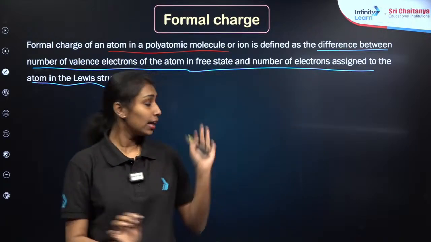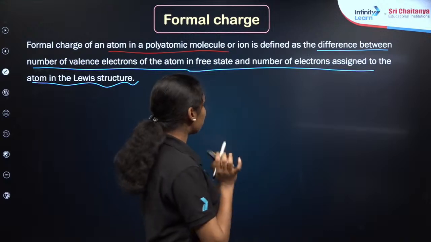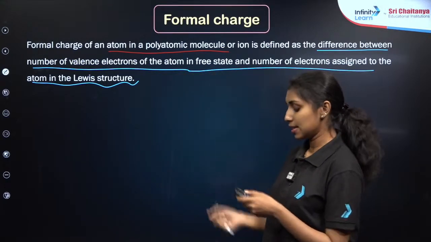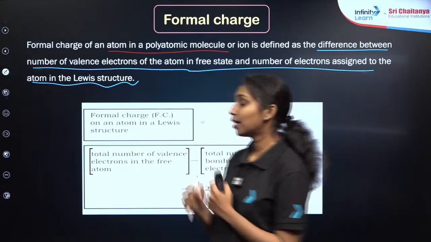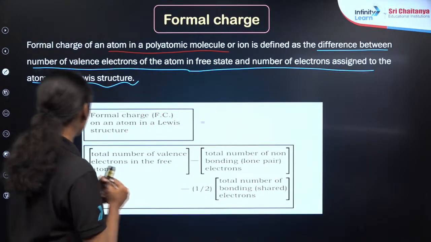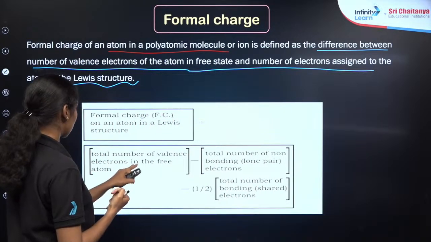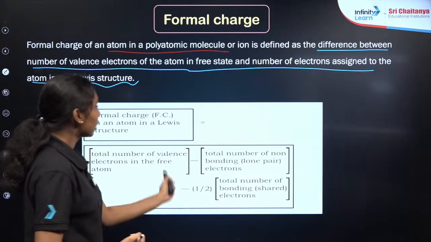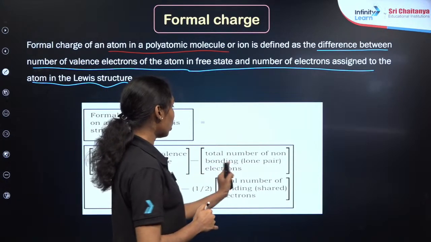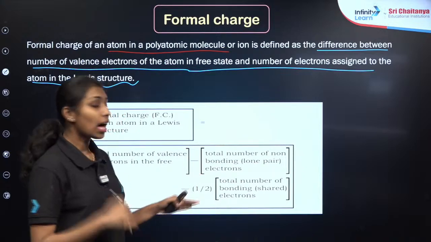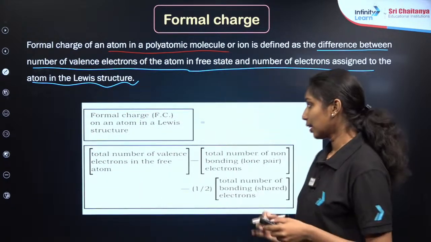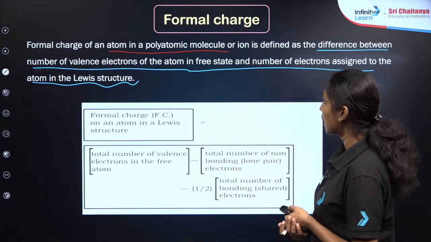Okay, no need to worry. There is no need for any explanation of the definition of the formal charge. There is a simple formula to calculate it. Formal charge on an atom in a Lewis structure is equal to the total number of valence electrons in the free state minus the total number of non-bonding electrons, or lone pair electrons, minus half into the total number of bond pair electrons. Let us see by examples.